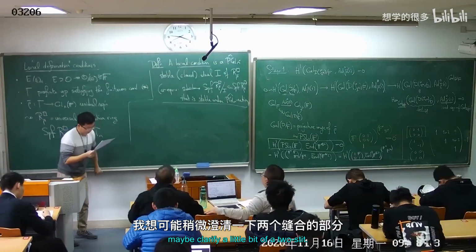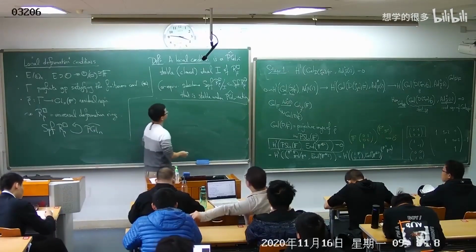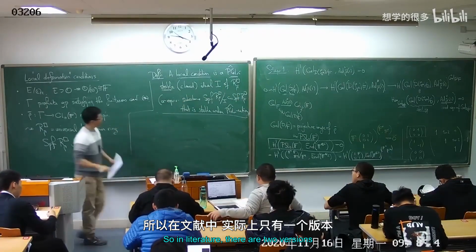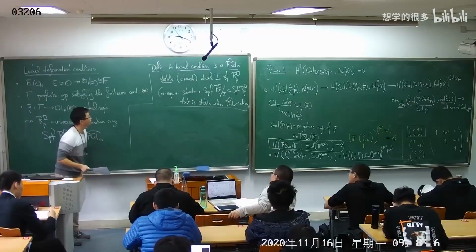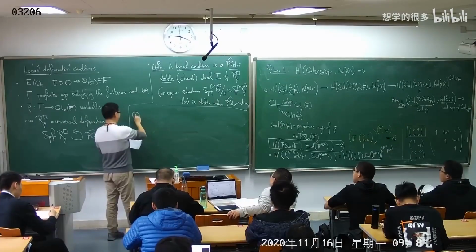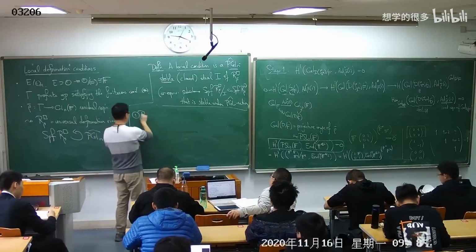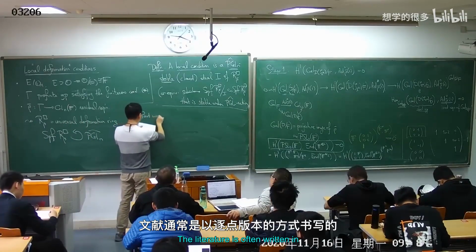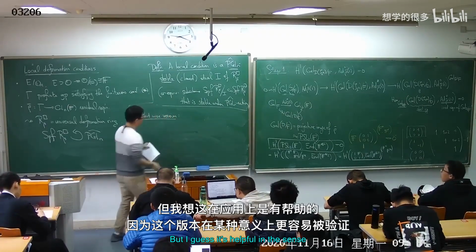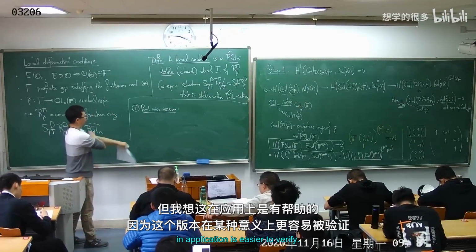I want to clarify a little bit what I mean by this PGL_N-stableness. In the literature, there are two versions, well, there is basically only one version. Not the version I like to use. Anyway, let me say what the version in the literature is first. In the literature, it's often written in terms of a pointwise version. But it's helpful in the sense that this version in application is easier to verify.